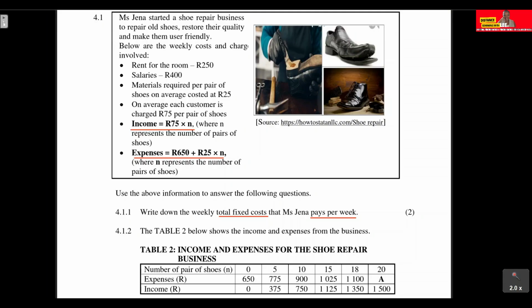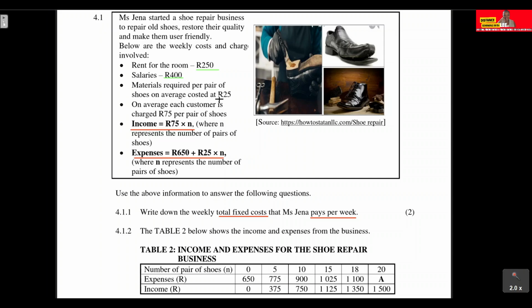When we look at the information that is given to us, what are the costs there? We see that the rent for the room is a fixed cost. She needs to pay the rent for the room regardless of how many shoes she makes. She needs to pay that 250. That is a fixed cost. The salary of her workers, that is a fixed cost. She needs to pay that.